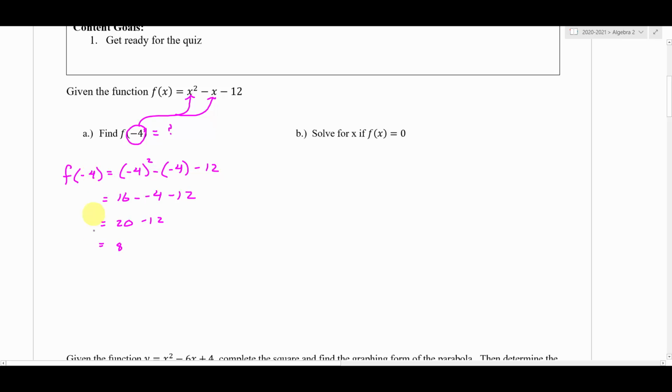So I put a negative 4 in. I get an 8 out. So we can say f of negative 4 equals 8. All right, and that completes that problem.